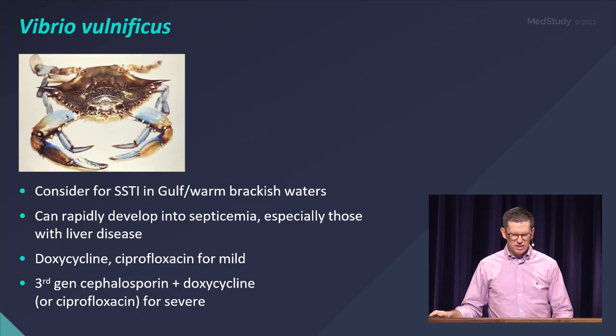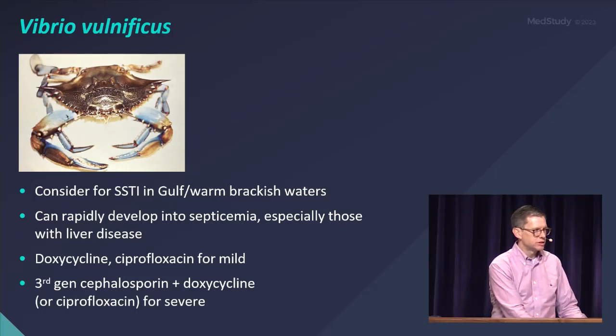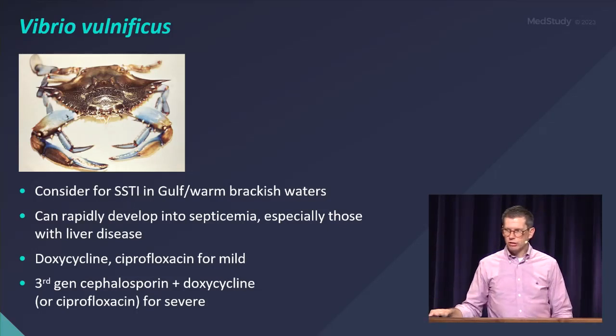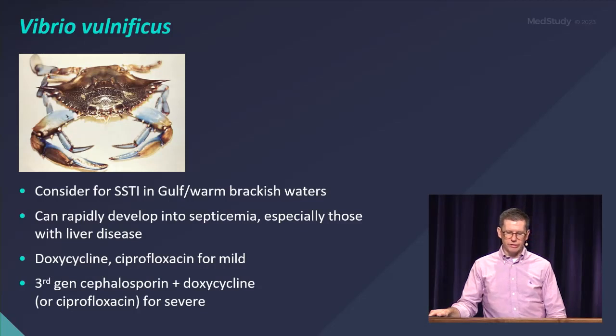Vibrio vulnificus, oftentimes a skin soft tissue infection in the Gulf or warm brackish waters. They'll tell you they usually go in the summer. They can develop rapidly into septicemia, especially those who have an underlying liver disease. We do doxy and/or Cipro for mild disease, especially skin soft tissue infections. But for more severe disease or those who are at higher risk, we'll do a third generation cephalosporin plus doxycycline or sometimes a quinolone.